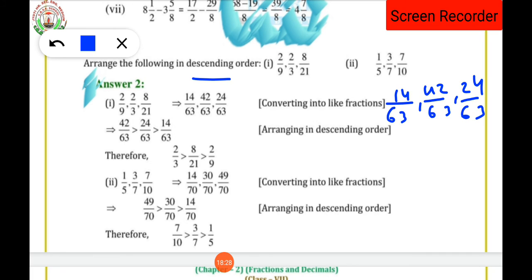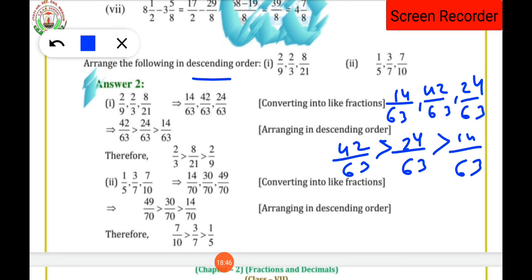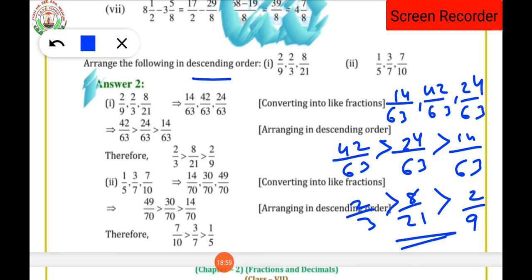Now since it is said descending order, that means bigger to smaller. So which is the biggest number? 42 upon 63 is the biggest number. Then after this, which one will be there? 24 upon 63 will be there. Then after that, 14 upon 63. So in this way, 42 upon 63 is 2 by 3, which is greater than 24 upon 63, that is 8 by 21, which is greater than 2 by 9. So this is the answer.